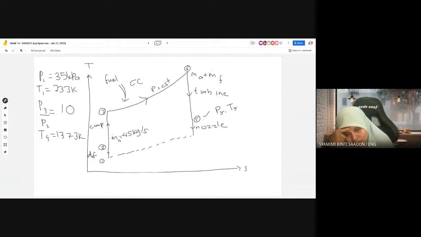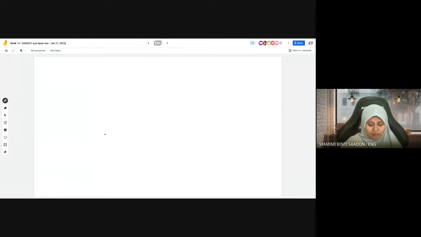What do we know about the diffuser? Because point 2 is the exit of the diffuser. What is the function of the diffuser? We use that knowledge to calculate P2, T2. I have to be quick because it's already 11:45. Okay, I turn to the next page.